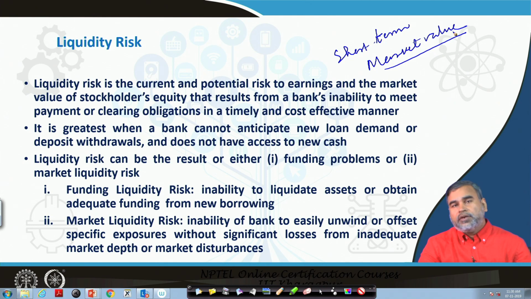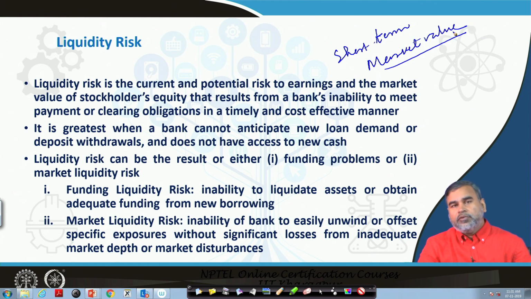But if the banks at that particular point of time are unable to liquidate the assets they are holding from these two different sources, then there is a problem of funding liquidity. So, then the risk of funding liquidity will increase. Another one is market liquidity. Market liquidity is the inability of the bank to easily unwind or offset a specific exposure without significant losses, due to inadequate market depth or market disturbances. That means, whatever risk exposure the bank has at that point of time, if the bank wants to maintain liquidity for certain reasons, and the market is really conducive to absorb that particular change the commercial bank wants, then we can say that there is enough liquidity in the market.